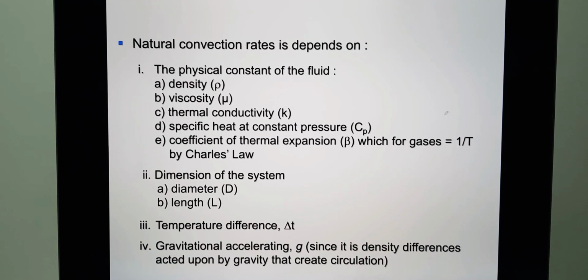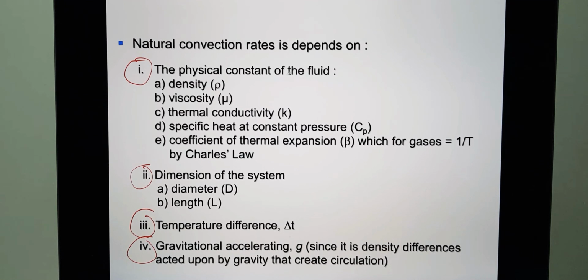Okay, natural convection is more complicated compared to forced convection. For natural convection, the rate depends on, first, the physical constants of the fluid. Second, the dimension of the system. The third one is the temperature difference, delta T. And the last one is gravitational acceleration, g.